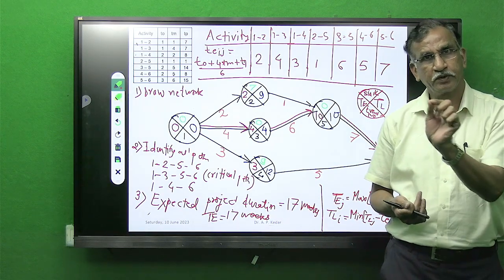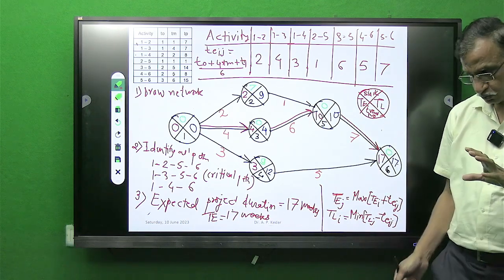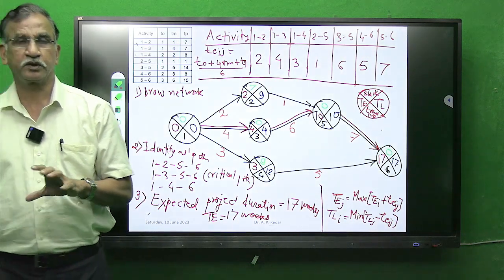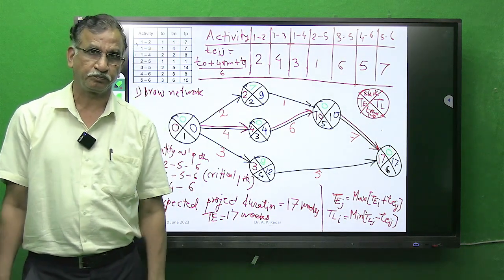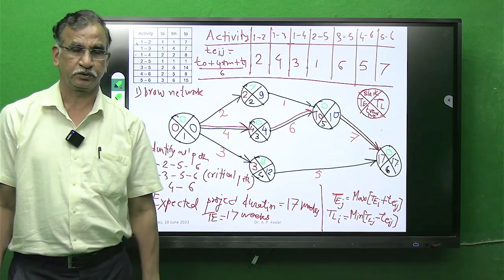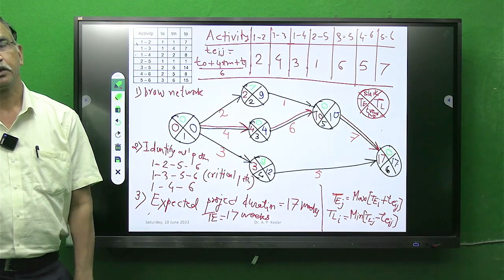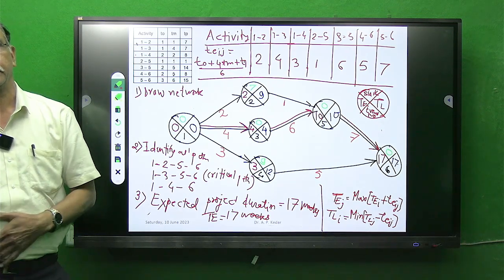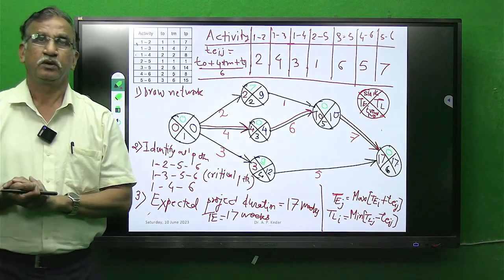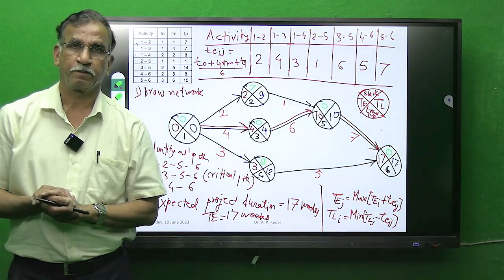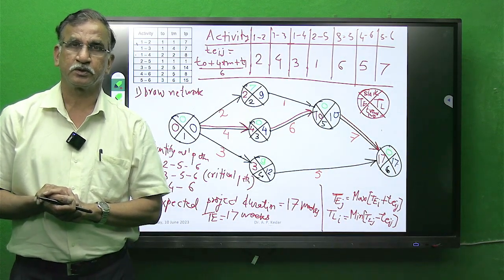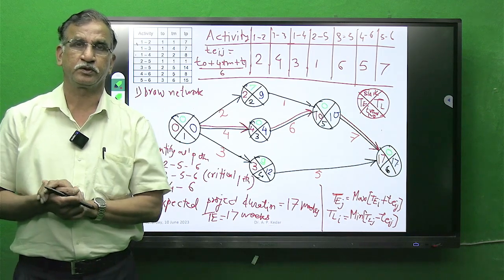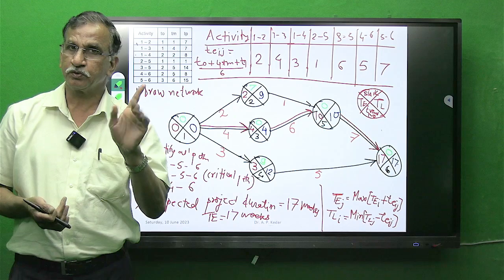17 weeks. 17 minus 4, 13 weeks. So what is asked? Find the probability of completing the project in 13 weeks. Second bit was asked, not more than 4 weeks than expected. Not more than. Expected is 17 weeks. Not more than 4 weeks. 17 plus 4, 21 weeks.